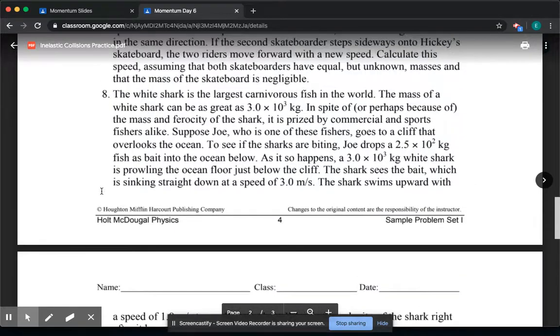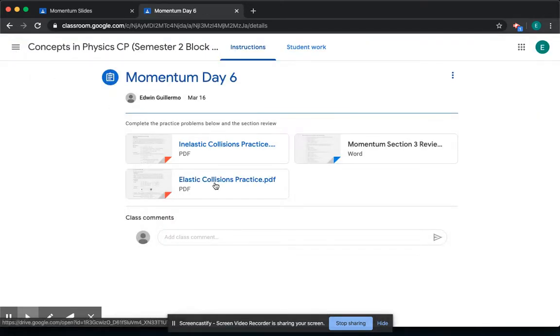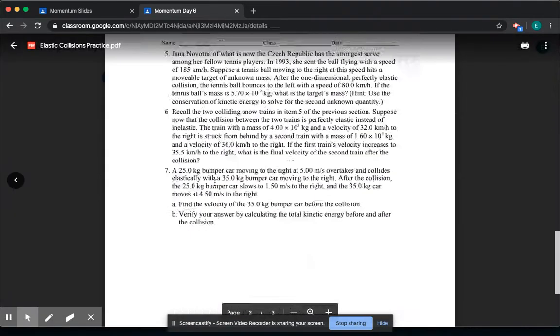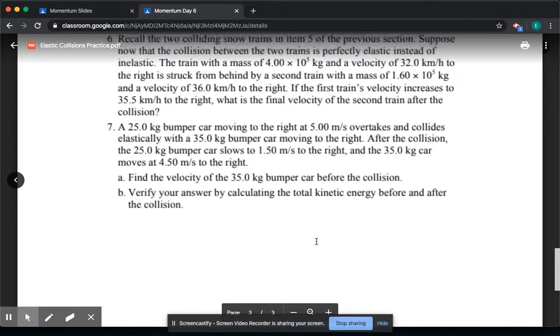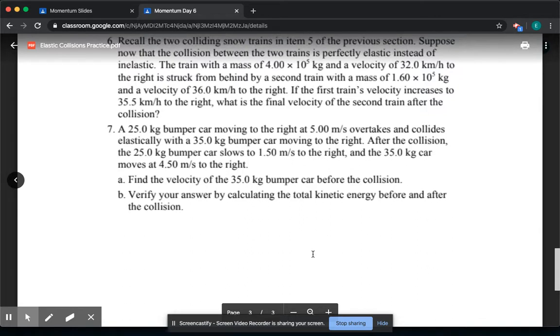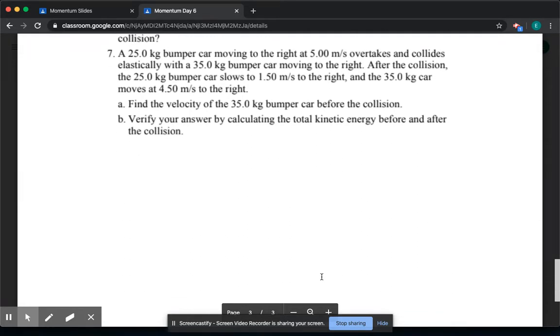Okay, so that was for inelastic collisions. We're going to do one more problem from the elastic collision set, and we're going to do the last one, number 7. These tend to be organized by difficulty, which is why I do the last numbers, because the last numbers tend to be the hardest ones. So number 7 for elastic collisions.